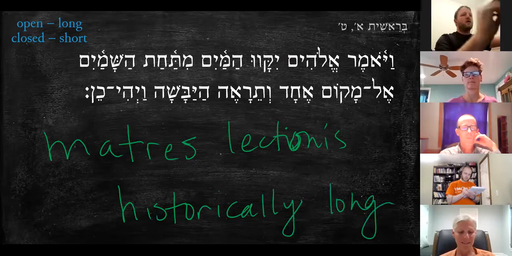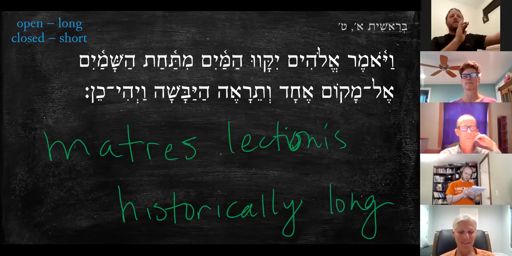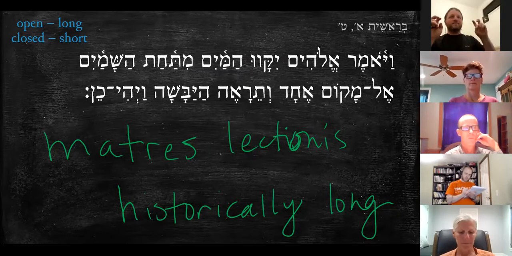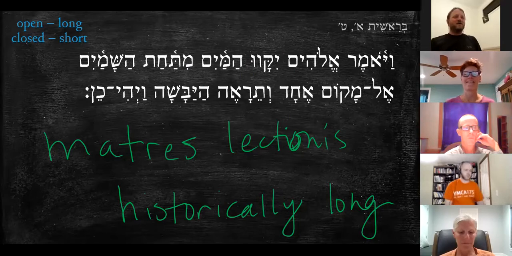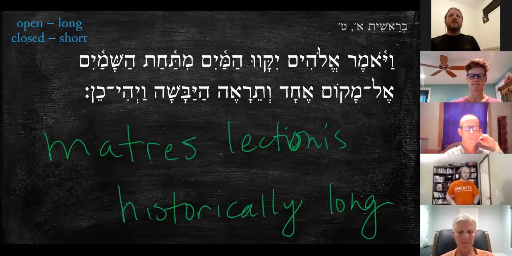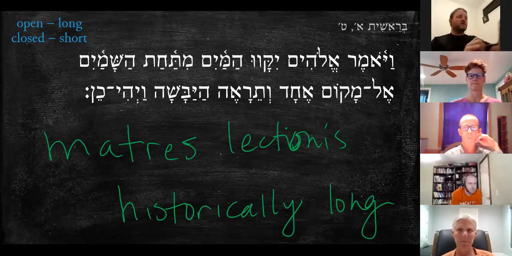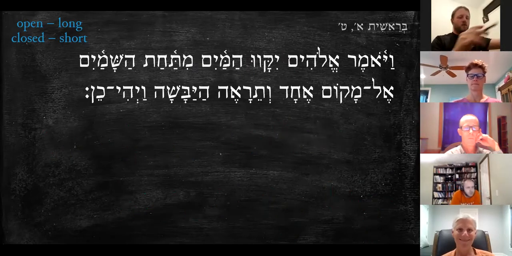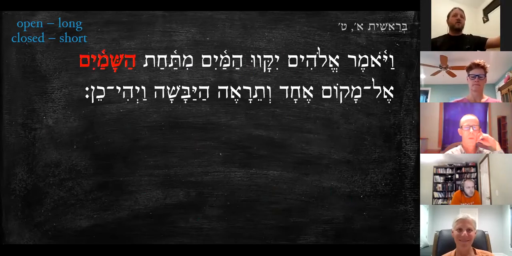You have historic long and lengthened long, like you have a lengthened short. We'll look at this in a few minutes. But historic long, or historically long vowels, are the ones with matres lectionis. Sometimes you have a kamatz that was historically long, but we'll look at it in a minute. Well, I don't know if we'll get into that. It's not very important because it's rare.